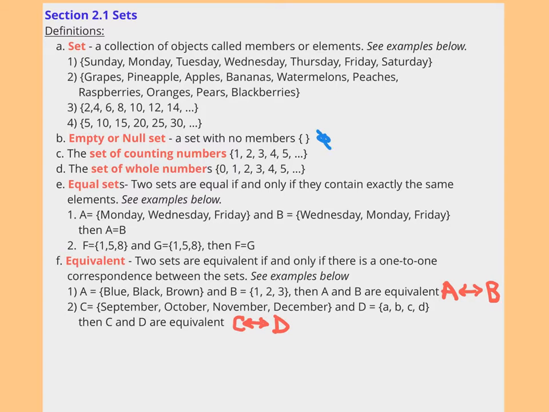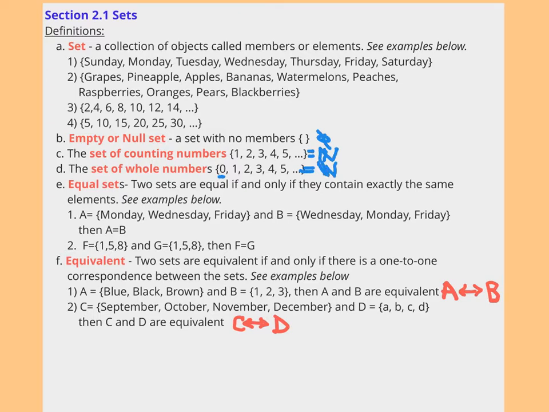In example C, we have the set of counting numbers. Those are numbers that we begin with 1 and go on to infinity. We use a capital N to represent the counting numbers. And then in set D, we have a very similar set. It's called the set of whole numbers. So the set of whole numbers are counting numbers, and 0 is included in there. And we actually use a letter W to represent the whole numbers.